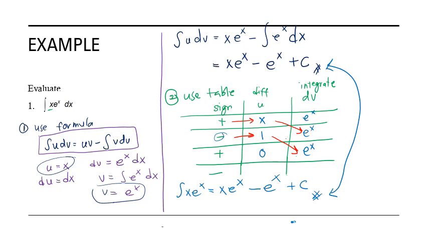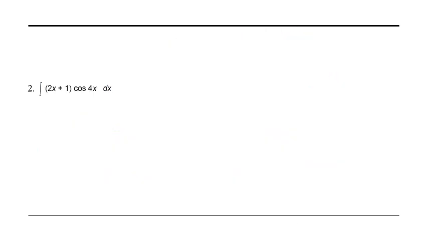Okay, next example, integrate 2x plus 1 cos 4x dx. Okay, so this is our polynomial. Okay, this is polynomial and this is trigonometry. Okay, so for the first method we use formula of integration by parts. So what is our formula?